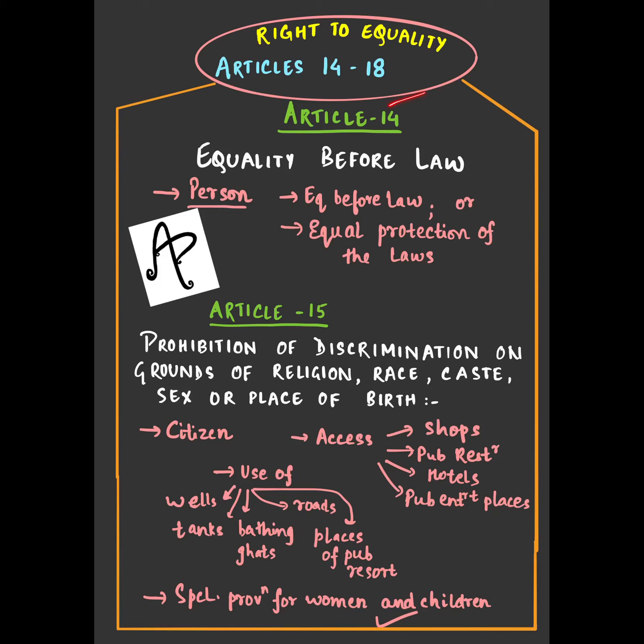Now before we start this, you need to remember that there would be certain articles, especially when we are talking about fundamental rights, which would be there for citizens. Citizens would be the citizens of India. There would be certain articles which would be for all the persons. It would include the citizens and the non-citizens, which are the aliens. Aliens would be the citizens of another country.